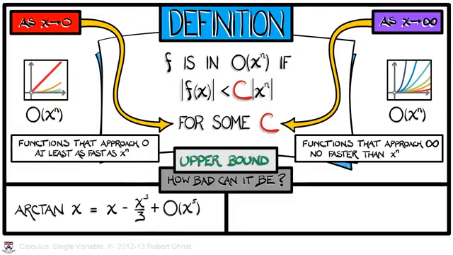Or, if we want to expand further, we could say that arctan of x is x minus x cubed over 3 plus big O of x to the 5th.